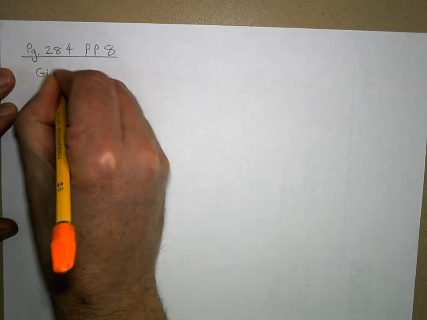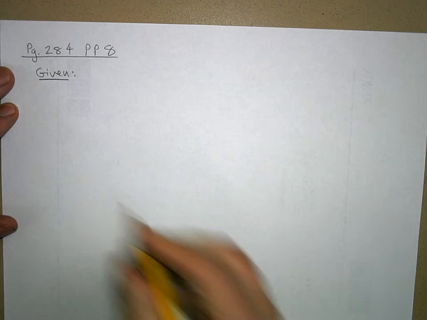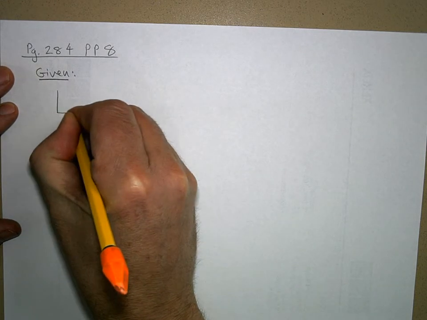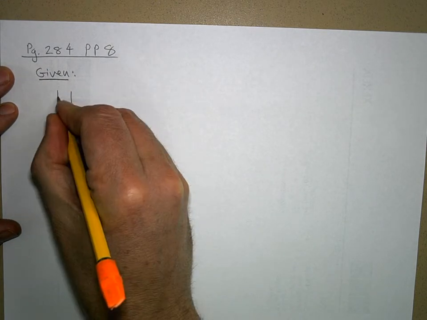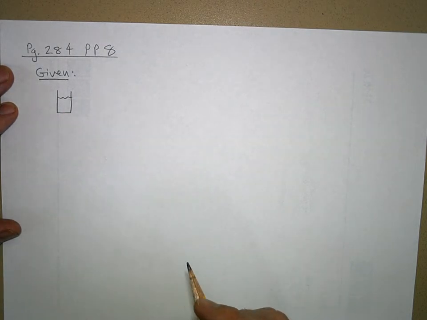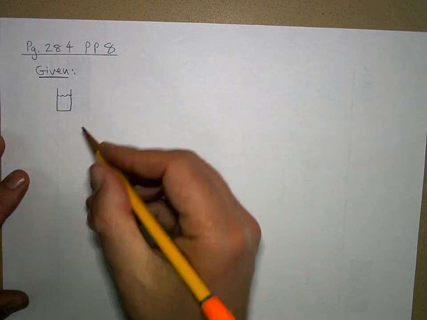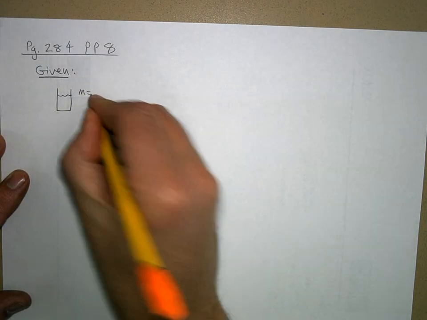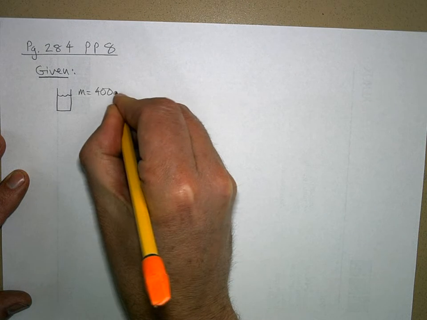So, given, we have some methanol. Here we have a little beaker of methanol. Now, these are probably not beakers. These are probably styrofoam cups or something that will prevent heat from the outside getting in or from inside our system getting out. It's kind of an artificial thing, but for a short period of time, you can say, hey, this will be true. And so the mass of this is 400 grams.